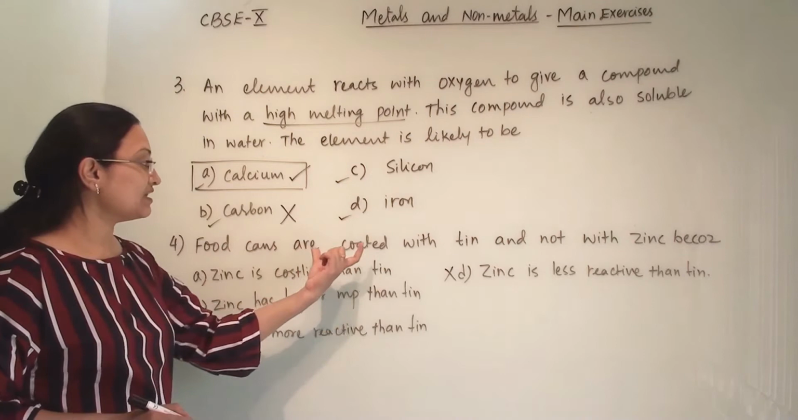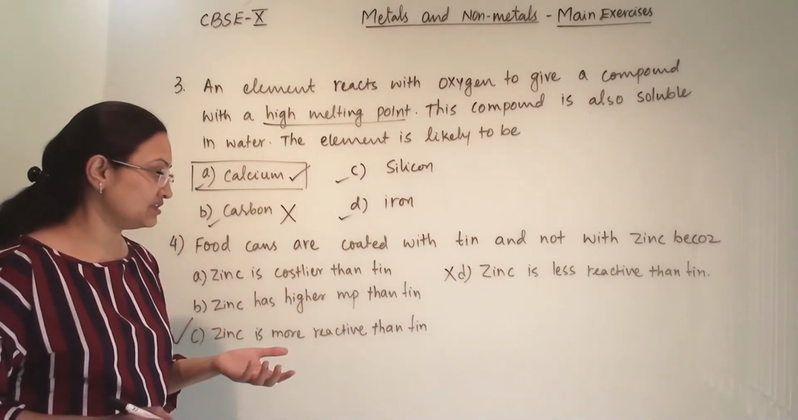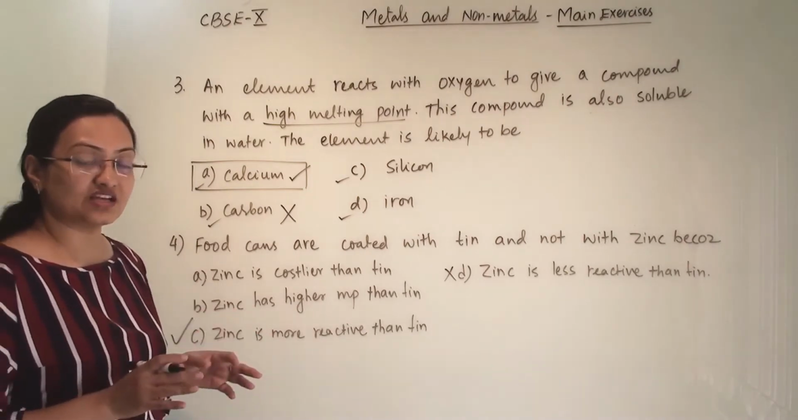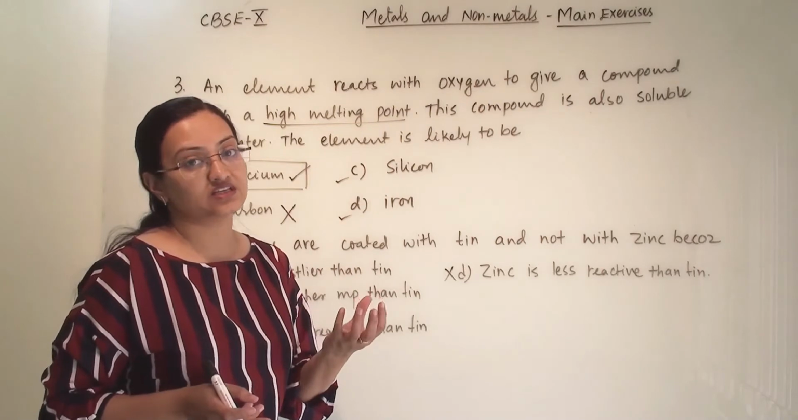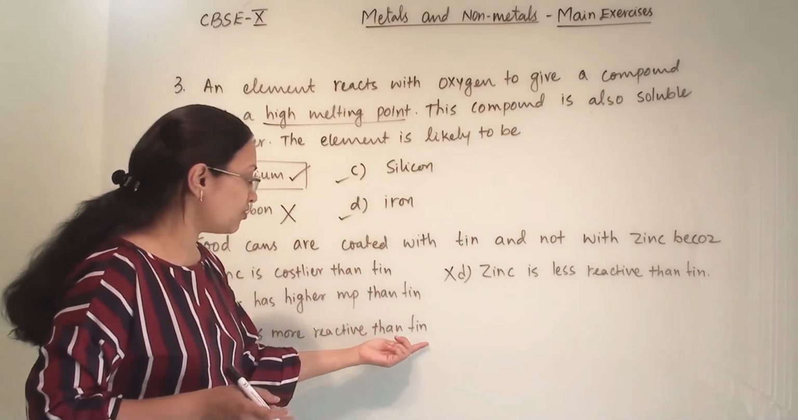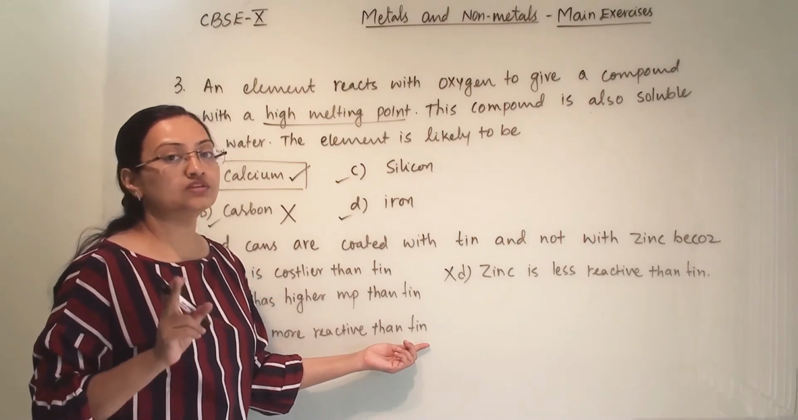Why are the food cans coated with tin? Because tin is less reactive. So there are fewer chances that tin will react with the food compounds present in the can. So because tin is less reactive, we are coating the food can with tin.